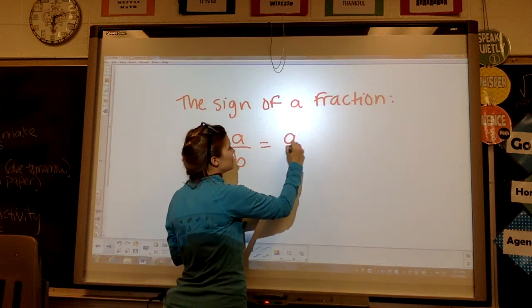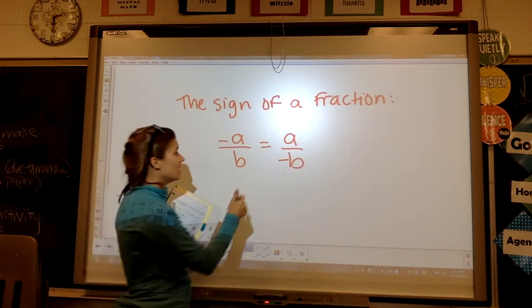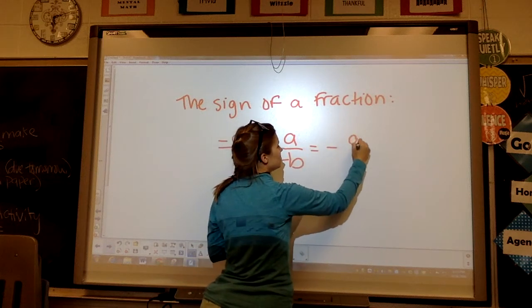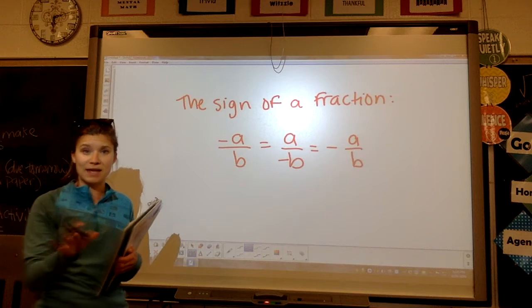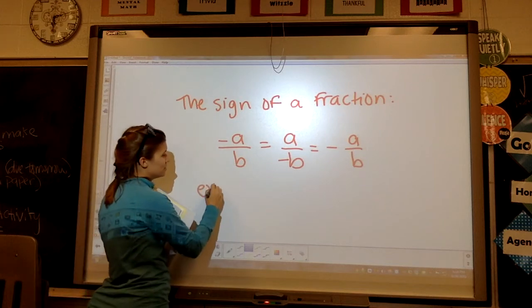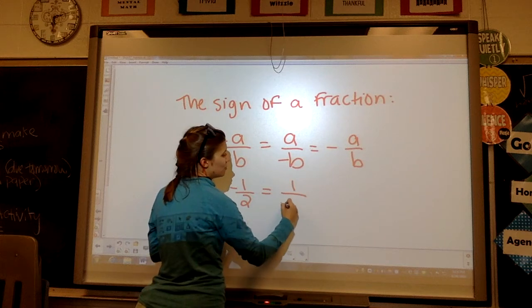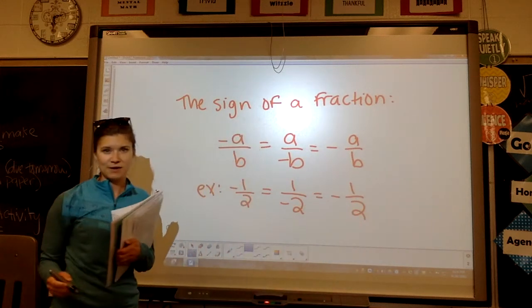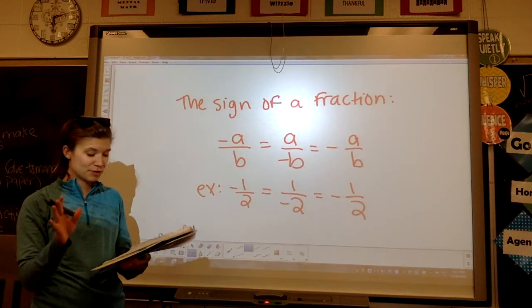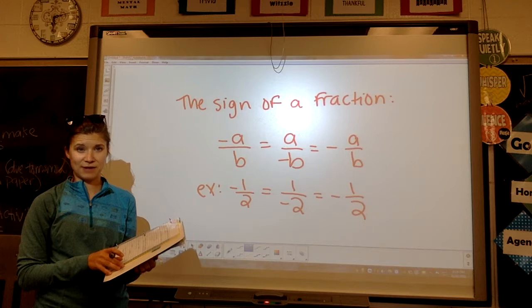This is the same as if I put the negative sign on the bottom of the fraction, and it's the same as if I put the negative on the outside of the fraction. Those are all the exact same thing. So, for example, negative 1/2 is the same as 1 over negative 2, which is the same as a negative in front of a half. Those are all exactly the same. People get that confused, so I wanted to talk about that. Okay? That's the sign of a fraction.